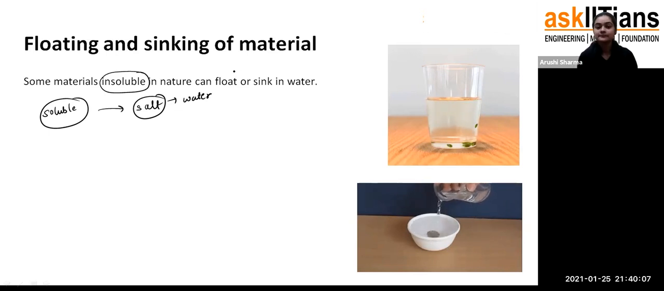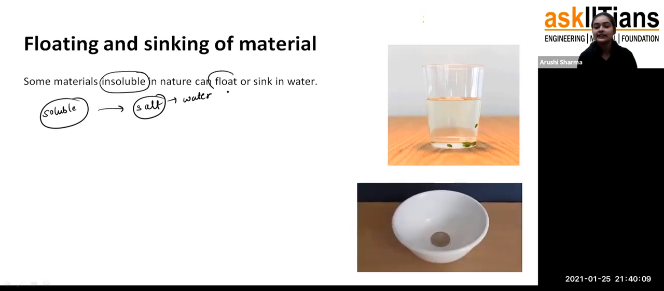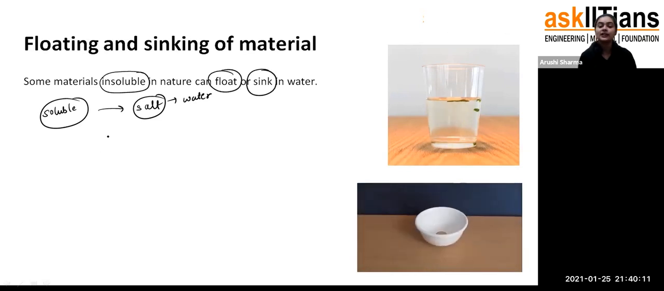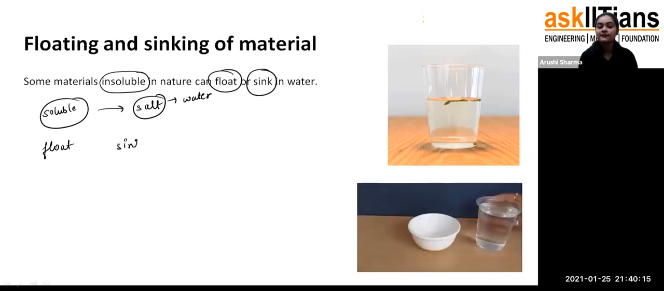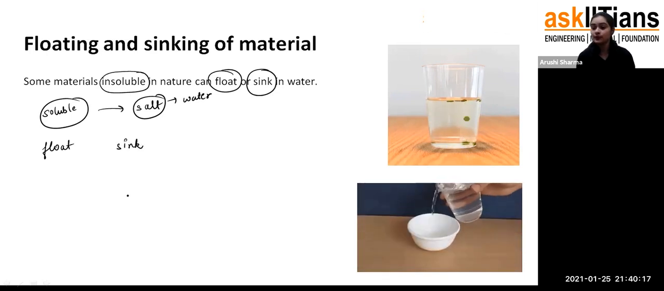You can see that these are the two things, float and sink. Now students, float has a different meaning and sink has a different meaning. If I ask you what is float, you can say that it will start floating over the surface of water, and sink means it is going to go down, deep down into the water.